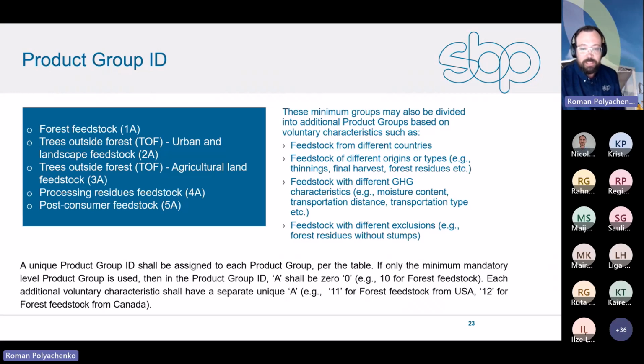So a unique product group ID shall be assigned to each product group per table here. If only the minimum mandatory level product group is used, then for the product group ID, the number instead of A shall be 0. So for forest feedstock, we would have number 10. For processing residues, we would have number 40, and so on. Each additional voluntary characteristic shall have a separate unique A digit. So if you want to have mass balance for United States and Canada separately, I don't know how useful that requirement is, but for example, then you could have one ID 11 and a second ID 12. So you could still have forest feedstock, but then you would split them into 2 separate categories. As I said, this functionality is optional, and it's yet to be seen how it's going to be used by the companies.